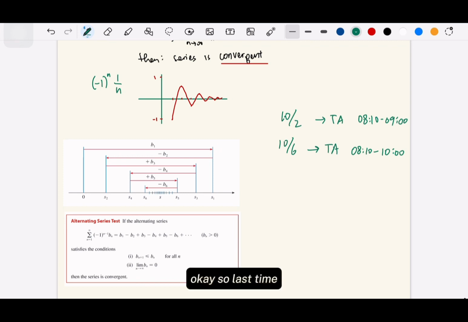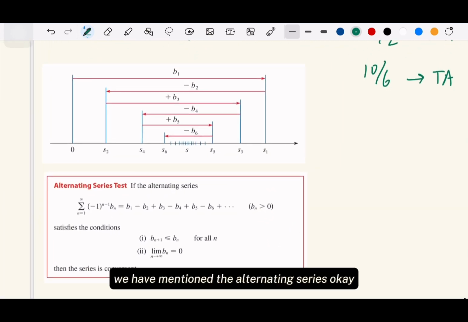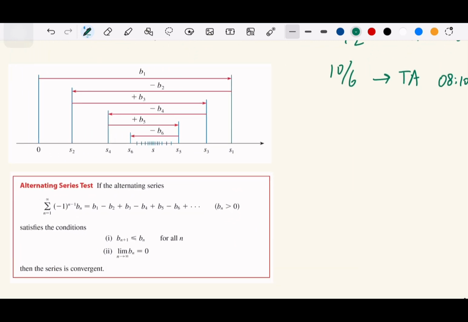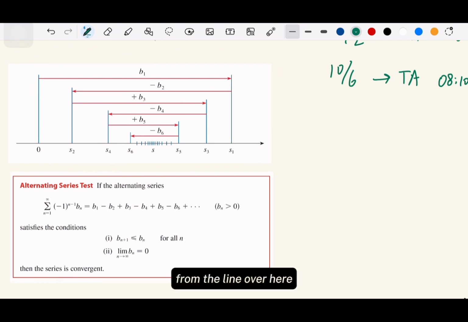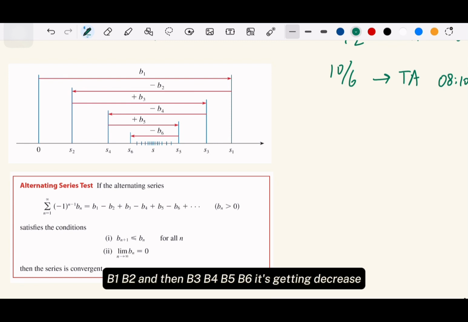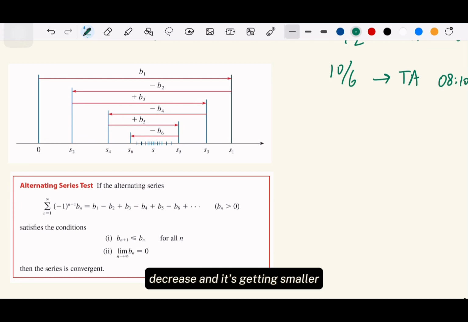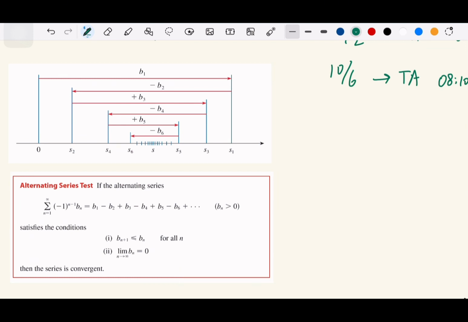Okay, so last time we mentioned the alternating series. As you can see from the line number here, we start from B1. So B1 from 0, and then minus B2, and you will see the distance B1, B2, and then B3, B4, B5, B6, it's getting decreased, and it's getting smaller. Okay? It's getting smaller.